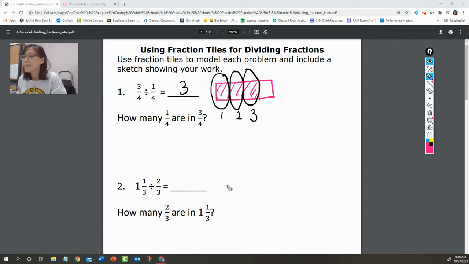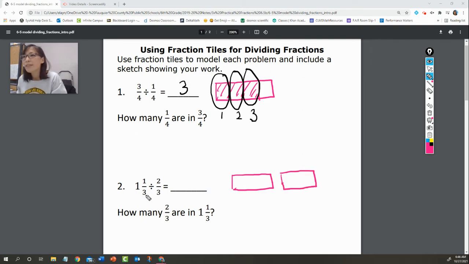Let's look at the second example. I have 1 and 1/3, and I'm dividing by 2/3. So the question that's really being asked is how many 2/3 are in 1 and 1/3, or how many 2/3 can fit inside 1 and 1/3. So I'm going to draw my whole amount, but this is not just 1, it's also an extra 1/3. So I'm going to draw my second tile.